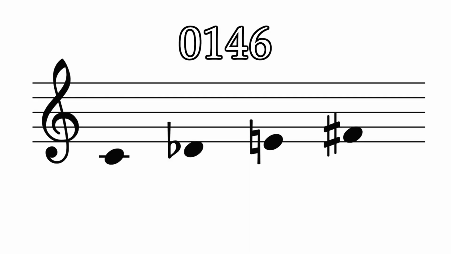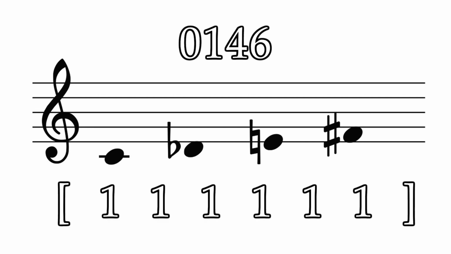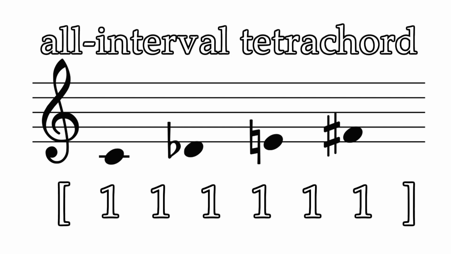Now, let's take a different tetrachord. 0, 1, 4, 6. When you break this down to its constituent intervals for the interval class vector, which I'm not going to run through in rigorous detail here again, you end up with 6 consecutive 1s. There are only 6 intervals in here, and each one is a different interval class. This makes this set something that's actually pretty unique. This is the all-interval tetrachord.